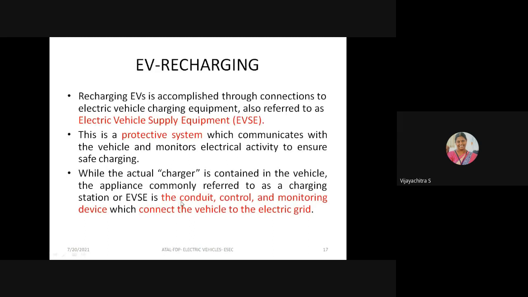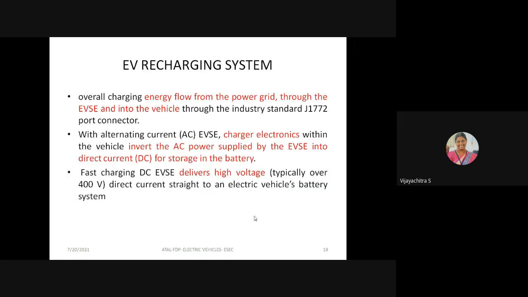It can be called a conduit, a control and monitoring device, which can connect the vehicle to the electric grid. So via this, we can do monitoring, we can do control, we can do storage. That's why EVSE is nothing but a conduit. A conduit is a device that can do both monitoring as well as control. So it can connect the vehicle to the electric grid. This is the advantage of EVSE.